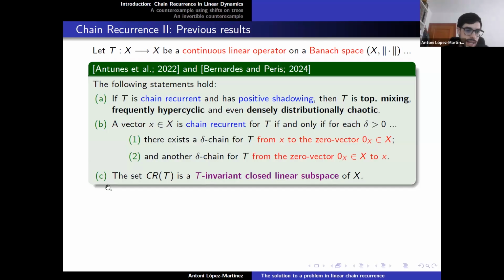And then there is another property, which is the main property, which is that the set of chain recurrent vectors is a T-invariant closed linear subspace of X.